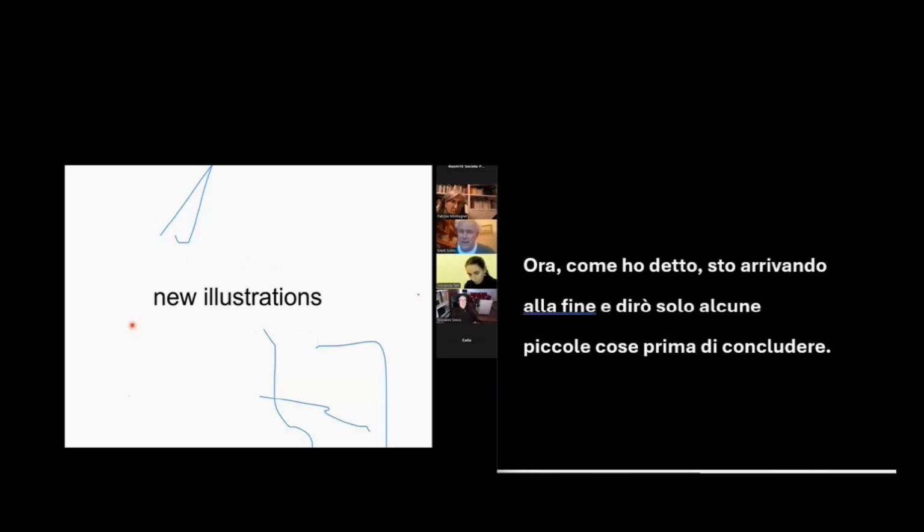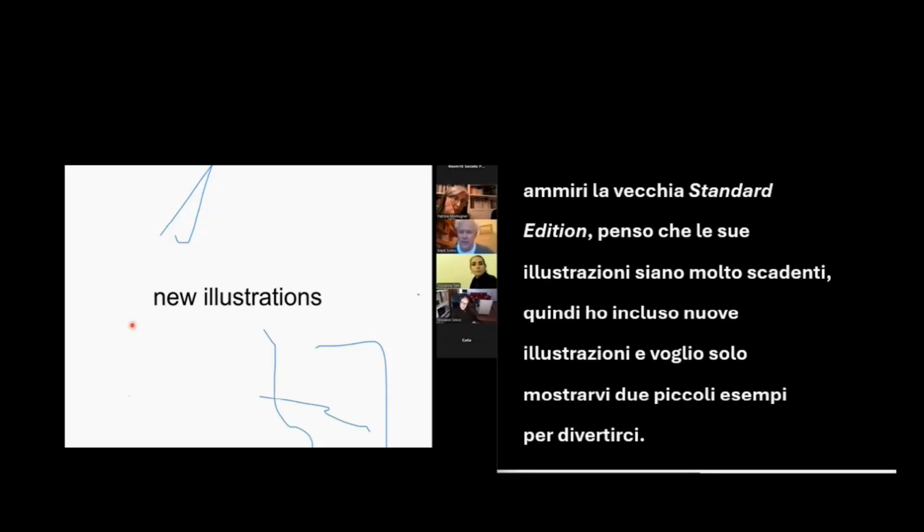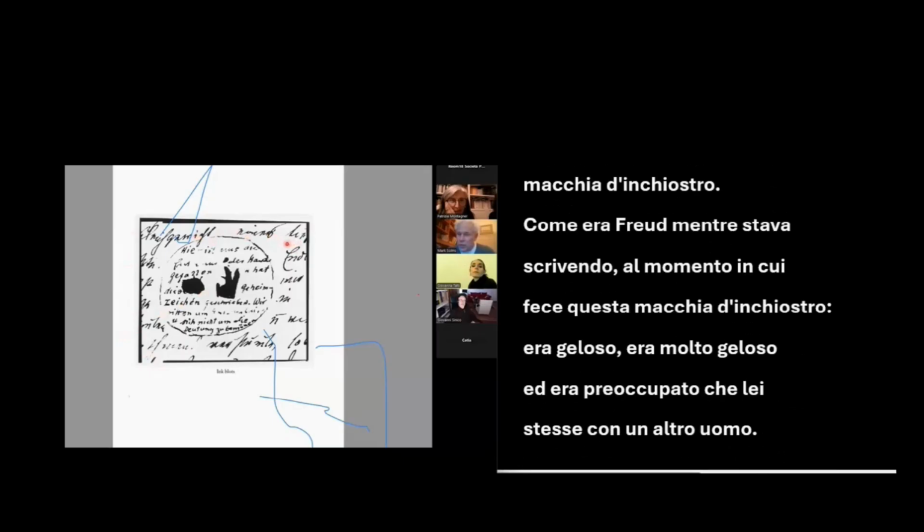Now, as I said, I'm coming to the end. I'm just telling you about a few little things before I stop. One of them is that as much as I admire the old standard edition, I think its illustrations were very poor. So I've included new illustrations, and I just want to show you two little examples for fun. Here's one of them. Freud was writing this letter to his fiancée, and while he did it, he made this ink blot. What Freud was writing at the time that he made this blotch of ink was he was very jealous about her, and he was worried that she was with another man.